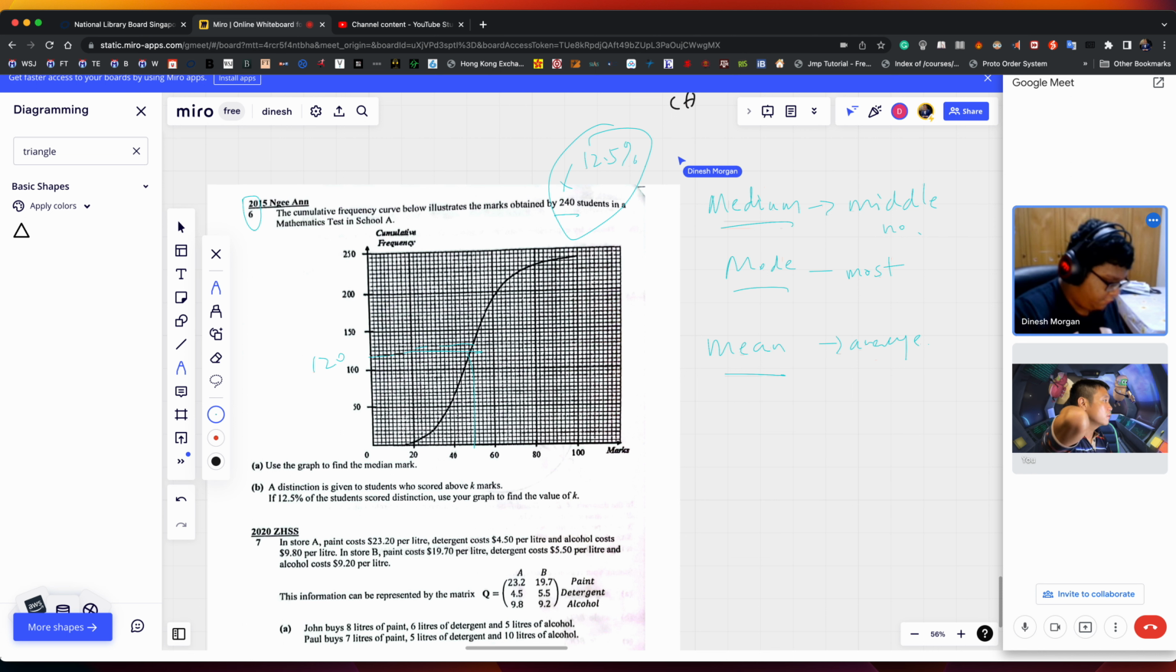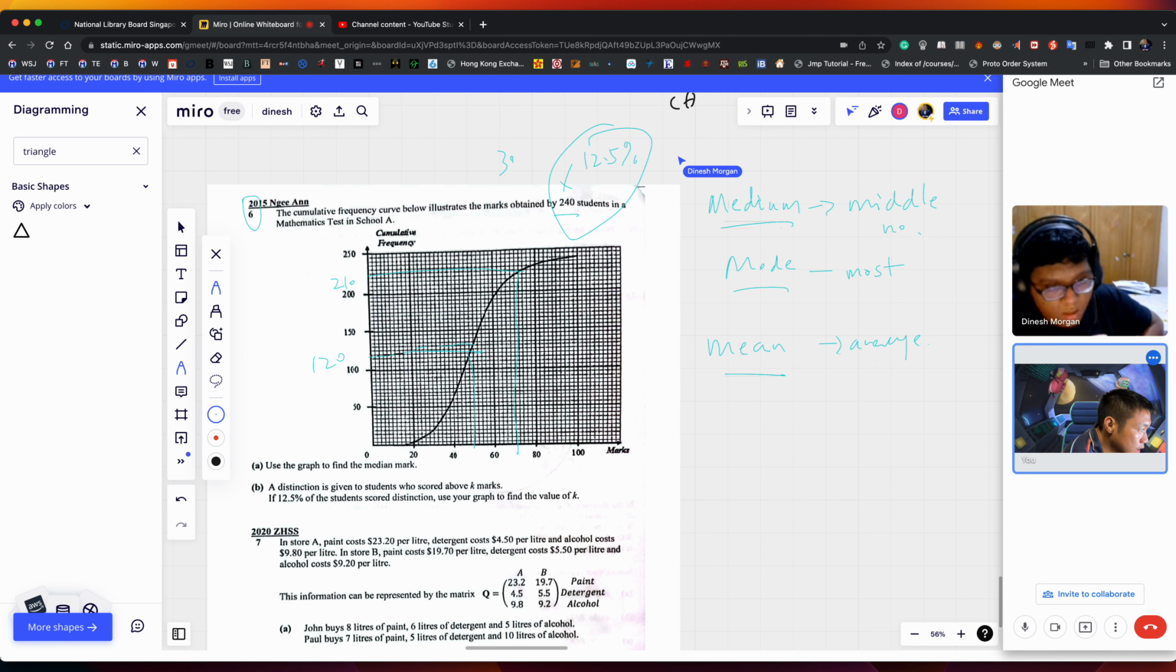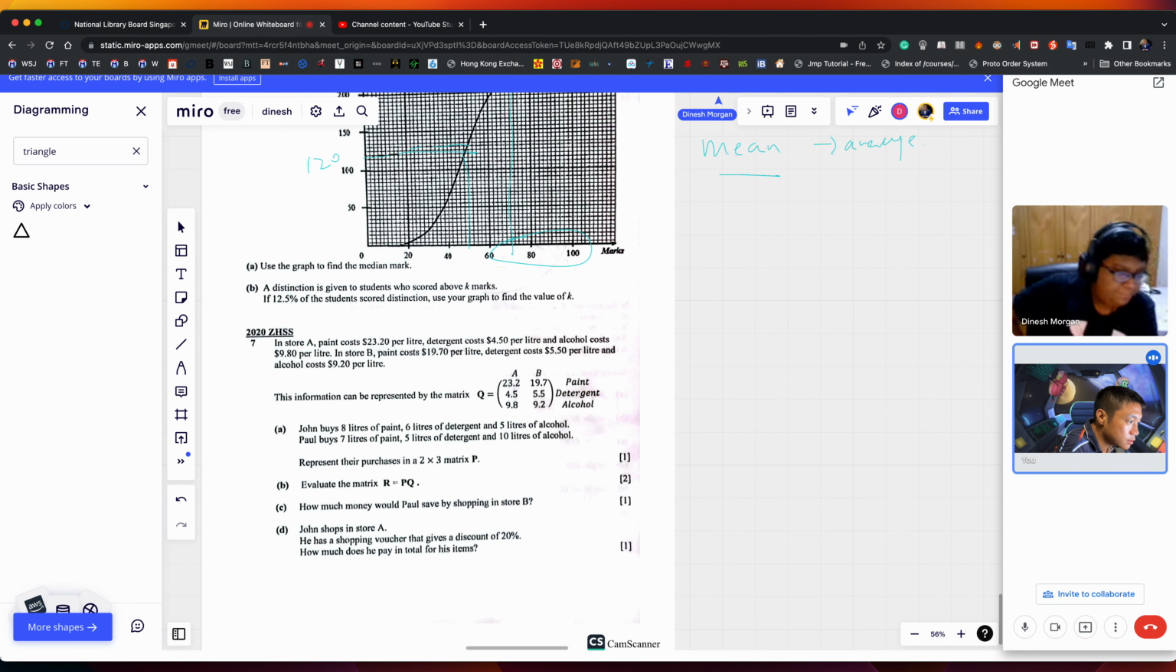Thirty. So 240, you come down 30 is 210. So you just find your 210, go across it, then come down. Then that's the mark for the distinction. Pretty easy. Something to take note of is the number of students, instead of looking at the scale that they give. Okay, good. What about this matrix?